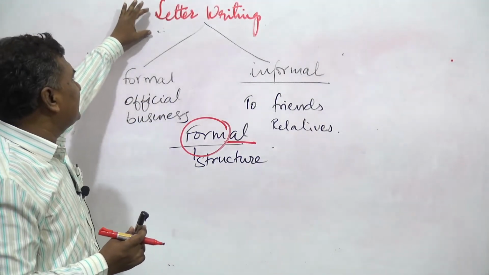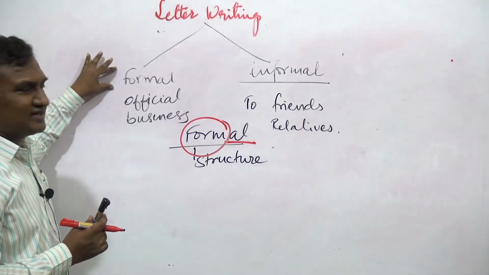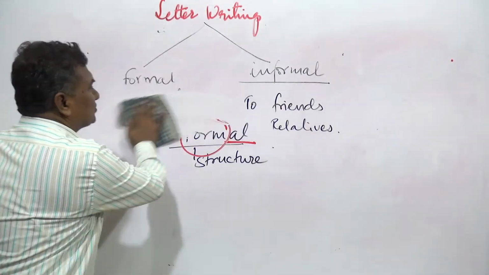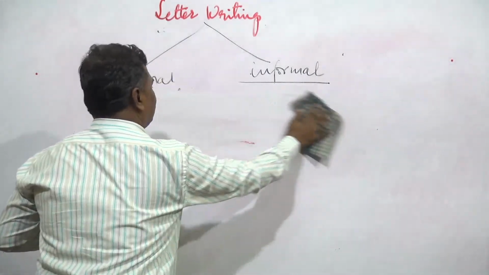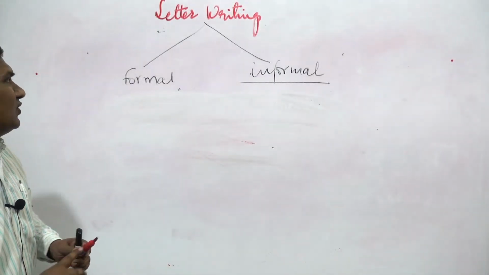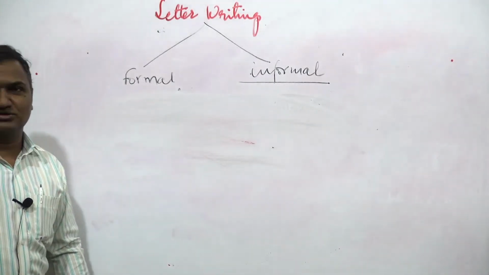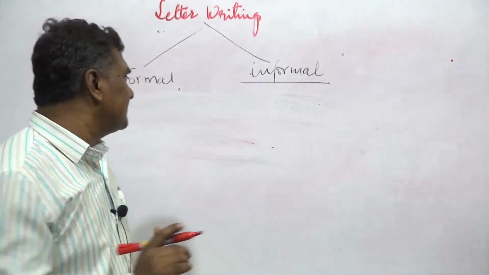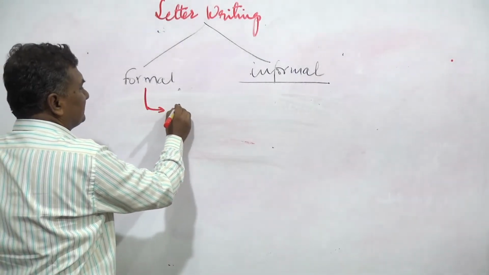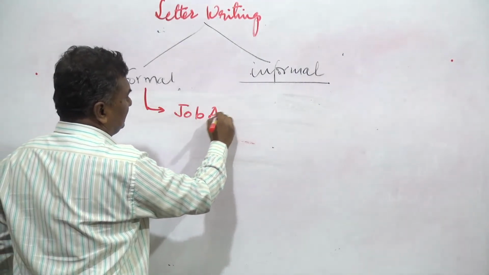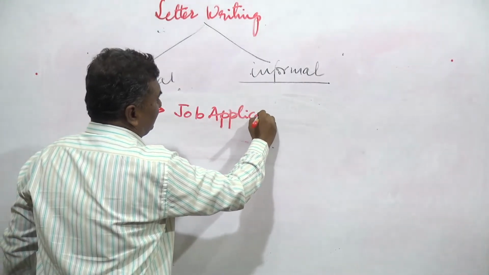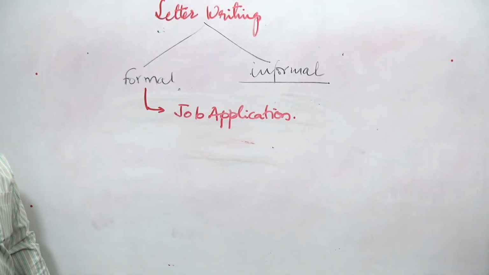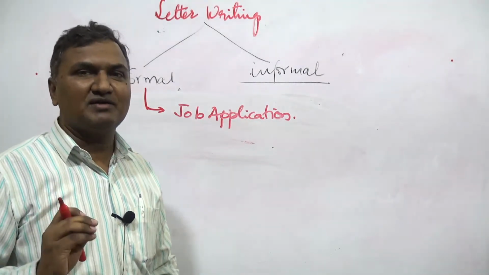So, letter writing can be divided into 2 categories. One is formal and one is informal. So, for our examination, we are going to study only formal letters. And under formal letters, for us is prescribed the job application. Job application. Suppose you like to apply for certain post.